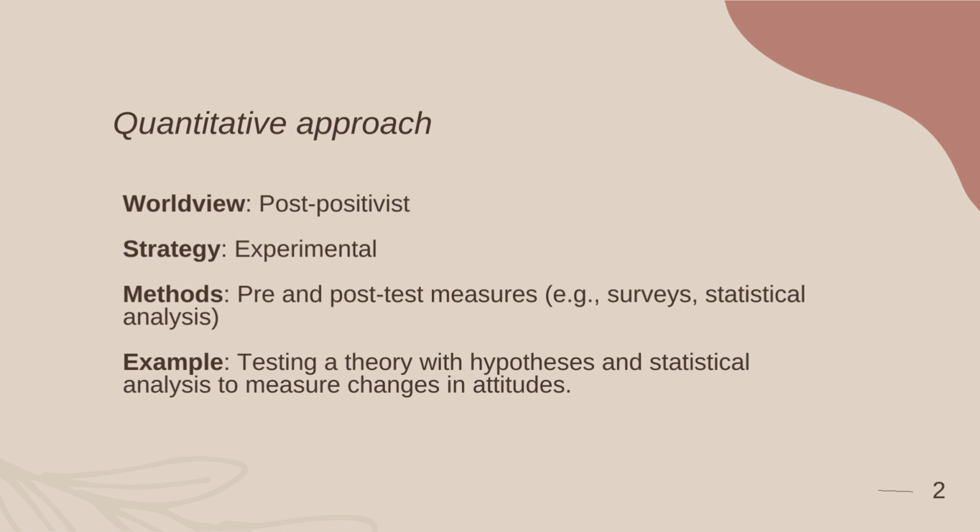So, in this slide, we'll see the quantitative approach. The quantitative approach follows a post positivist worldview, meaning it relies on objective measurement and statistical analysis. It uses an experimental strategy where researchers test hypotheses by manipulating variables and measuring outcomes. The methods that we use here are pre and post test measures, such as surveys and statistical analysis. For example, testing a theory with hypothesis and statistical analysis to measure changes in attitudes.